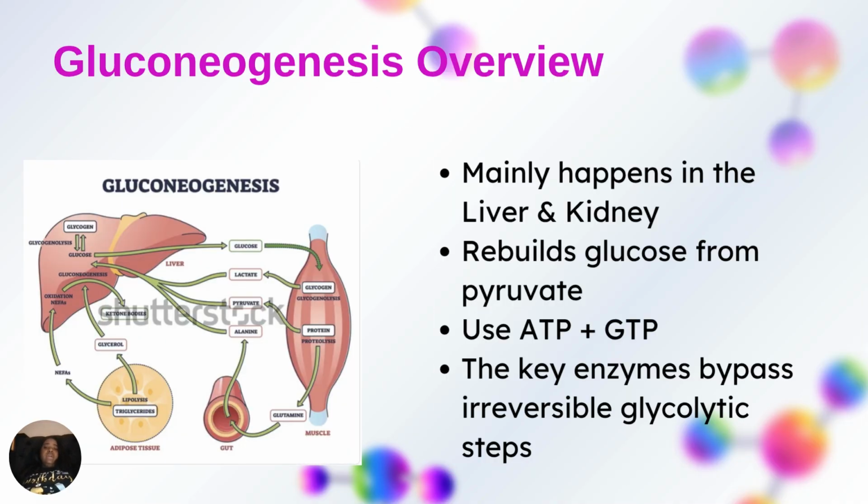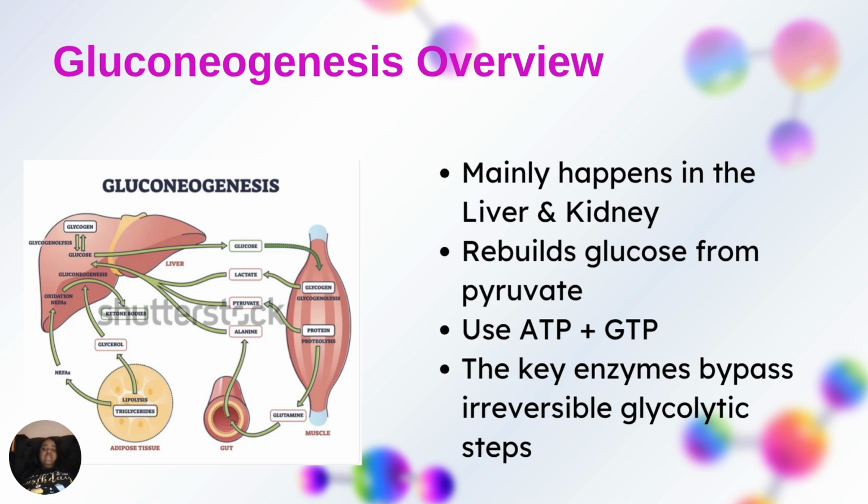All right, so now that we have explored glycolysis and how cells break down glucose for energy, let's flip the system and talk about how the body builds glucose when it's running low. This process is called gluconeogenesis. This just means the creation of new glucose. Now, if you can remember, glycolysis happens in the cytoplasm. Gluconeogenesis happens mostly in the liver and the kidneys. This is due to the fact that these organs act like the body's energy managers. When you're fasting, asleep, or exercising intensely, they rebuild glucose to keep your blood sugar stable.